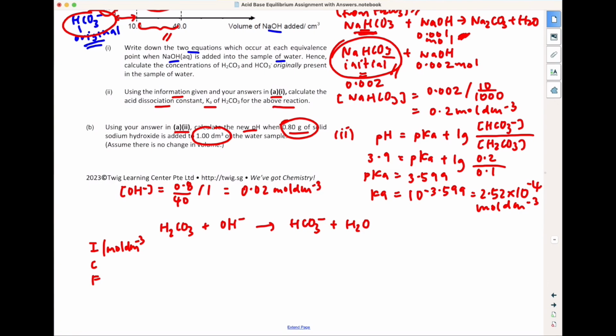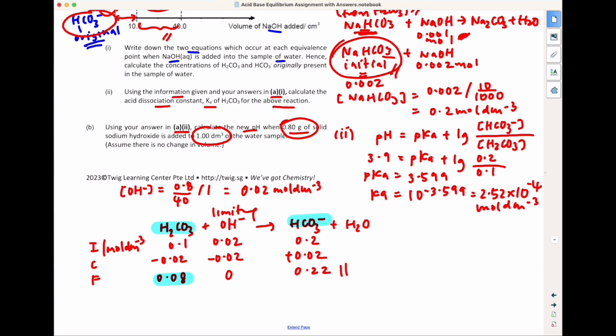Initially, H2CO3 is 0.1, HCO3 minus is 0.2, and the OH minus that you added in is 0.02. They will react, with OH minus being limiting. So minus 0.02, minus 0.02, plus 0.02. So this becomes 0.08 and 0.22. At the end, this is still a buffer because you have HCO3 minus and H2CO3. Since it's a buffer, you still apply the buffer formula.